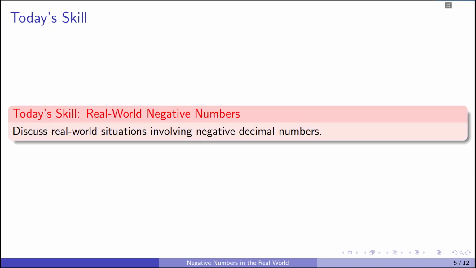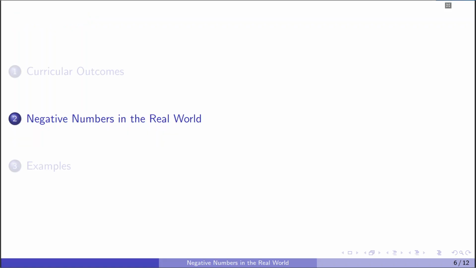All right, today's skill, we're looking at real-world negative numbers. We will discuss real-world situations involving negative decimal numbers. So let's see them in the real world.